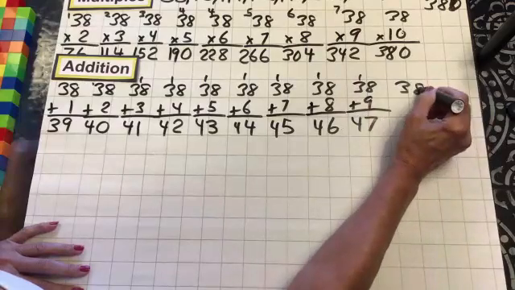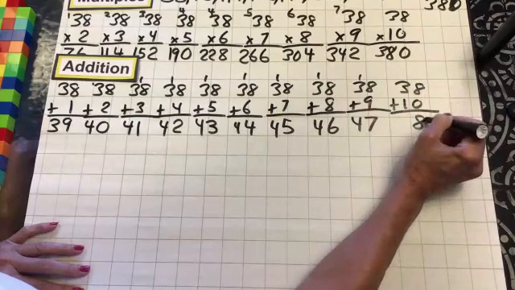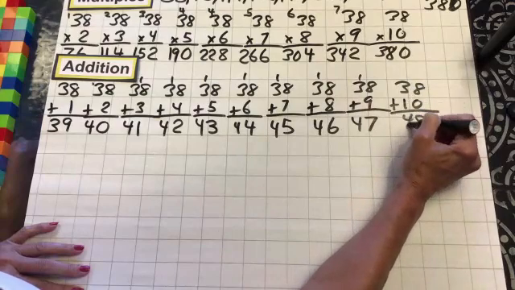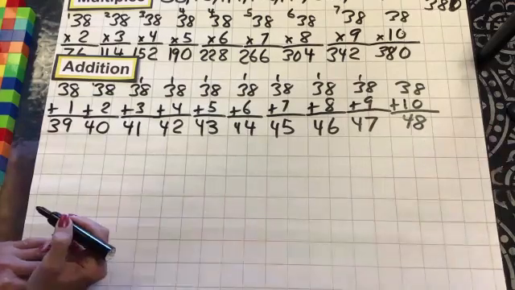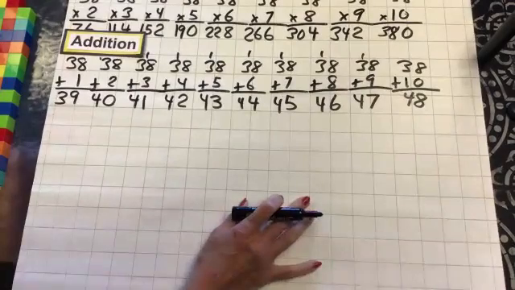47. 38 plus 10. 8 plus 0 is 8. 3 plus 1 is 4. So 38 plus 10 is 48. So there we have our addition. Let's move on to subtraction.